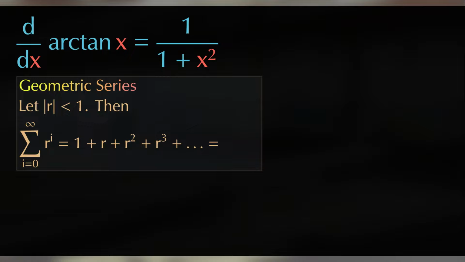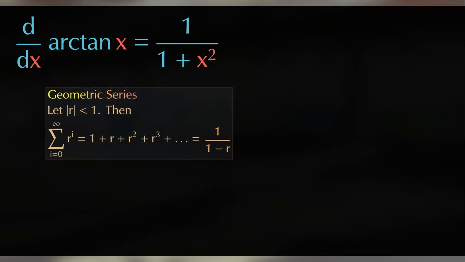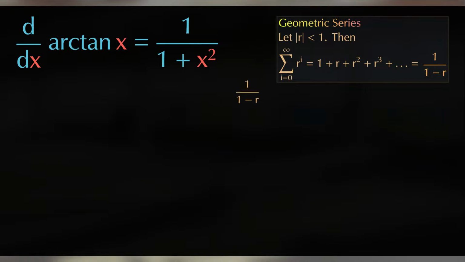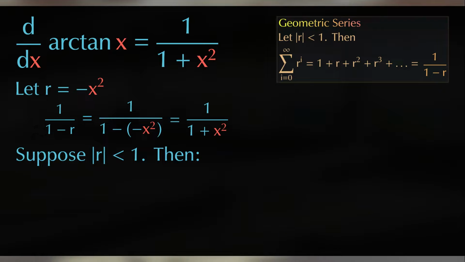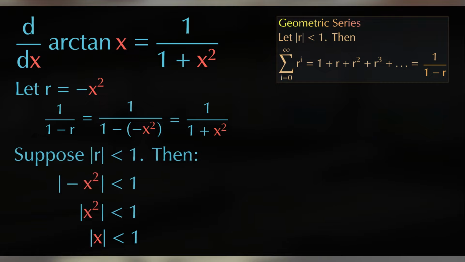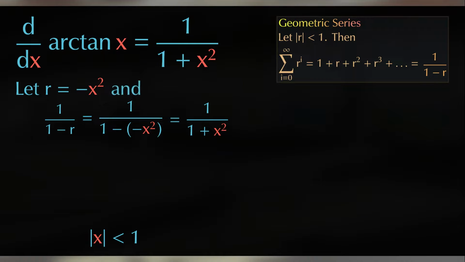If the absolute value of r is less than 1, then the sum 1 plus r plus r squared plus r cubed and so on will be 1 over 1 minus r. Now, notice that if we set r equal to negative x squared, well then, we get 1 over 1 plus x squared, and that's exactly the derivative for arctan of x. So if the absolute value of r, which is negative x squared now, is less than 1, then we can expand it as a geometric series. We just need for the absolute value of x to be less than 1.